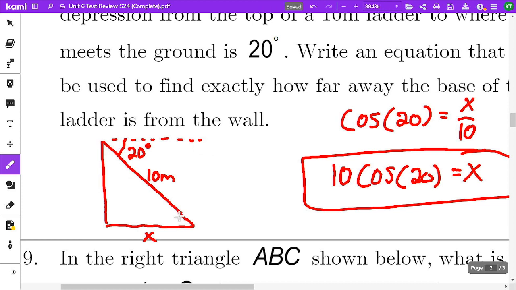This forms an alternate interior angle here because we have a right angle, and that means that will also be a right angle there. When we add those together, it's complementary. So that means this angle will also be equal to 20 degrees. So then I'm just going to be using my adjacent side here, and then my hypotenuse. And again, we use cosine for adjacent over hypotenuse. So that's how we get cosine of 20 equaling x divided by 10, and then we multiply both sides by 10 to get 10 cosine 20 is equal to x.